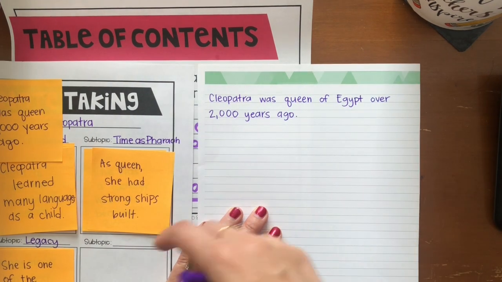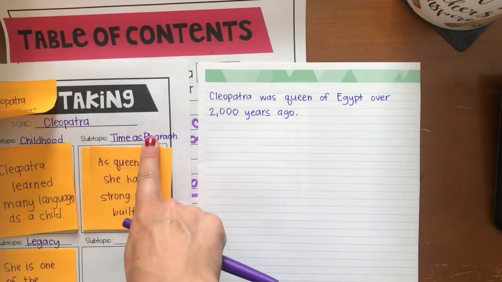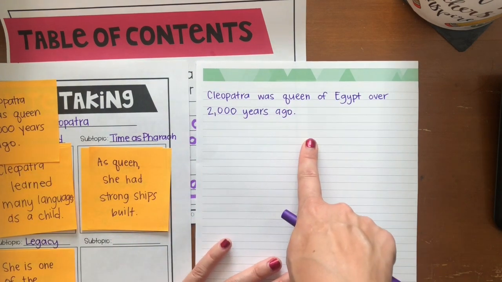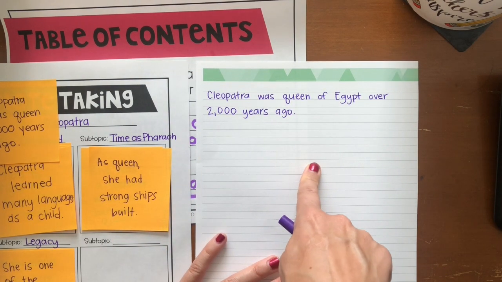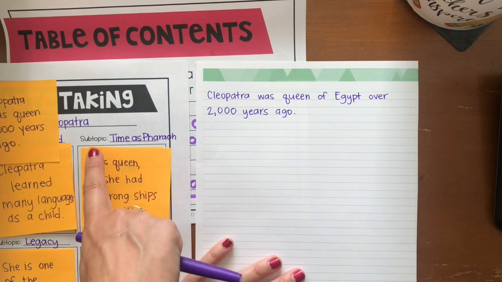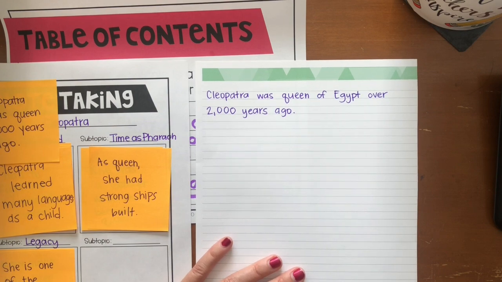Part of my introduction, I want to mention my different subtopics: childhood, her time as Pharaoh, and legacy. And I want to kind of combine those into 1 or 2 sentences so that the reader knows what's coming up. This isn't the time to actually share my facts. I'm just letting the reader know what it is I'm going to be writing about.